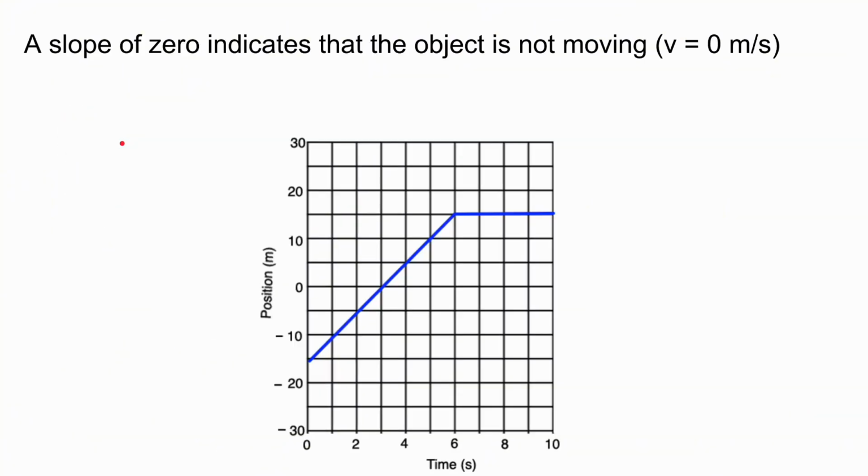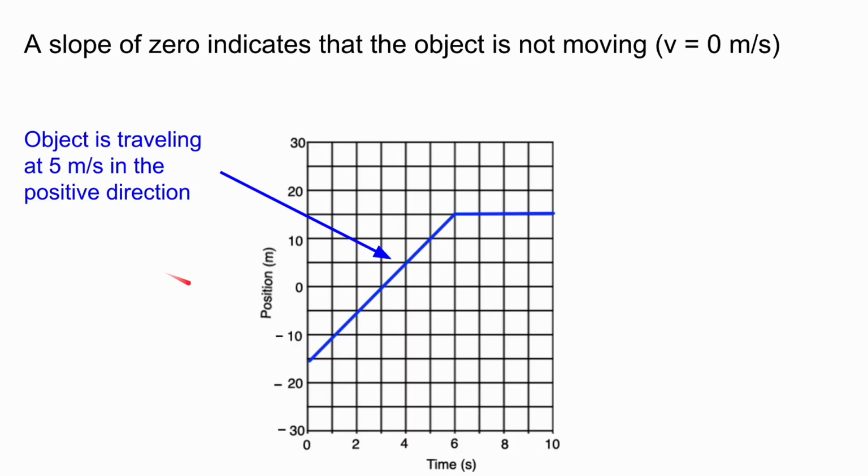Now, a slope of 0 would mean the object is not moving. So let's just look at what I have here. Initially, this object between times 0 and 6, I can tell I have a positive slope, so it's moving in the positive direction. If I calculate, I'll see it's 5 meters per second in the positive direction. But now I get to t equals 6 to t equals 10, it doesn't change.